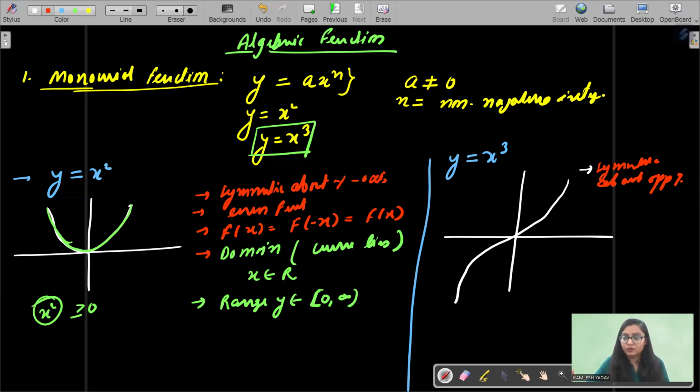It means it is the opposite of its opposite quadrant, and it means it is an odd function. Odd functions also give the information that when we put f of minus x, then we get minus of f of x. So here we see the domain conditions.